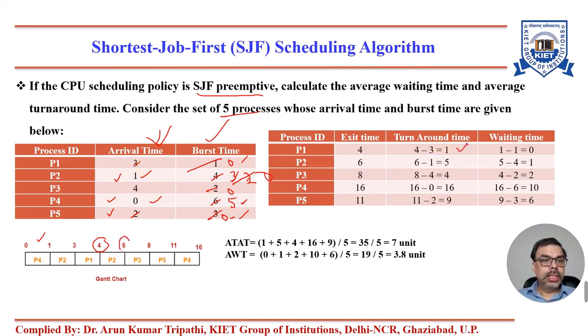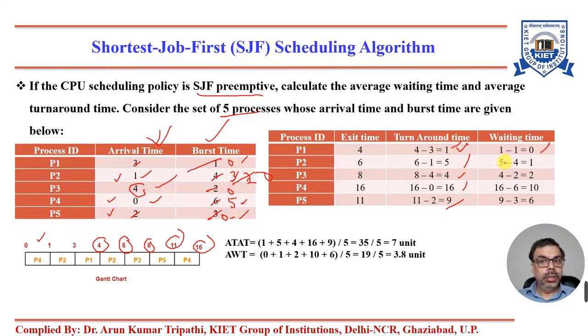For process P2 it is 6 minus arrival time 1. For process P3, it completes its execution at 8 minus arrival time 4. Then for process P4, 16 minus 0, 16, and P5, 11 minus 2, that is 9. So this is the turnaround time. Now waiting time is the turnaround time minus burst time. So turnaround time for process P1 is 1 and its burst time is 1, so it is 0.